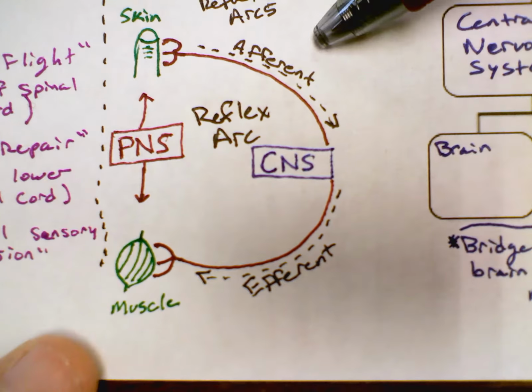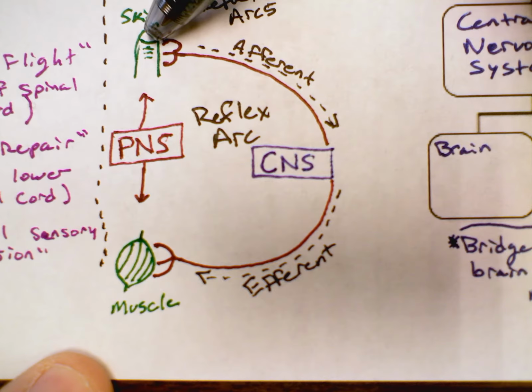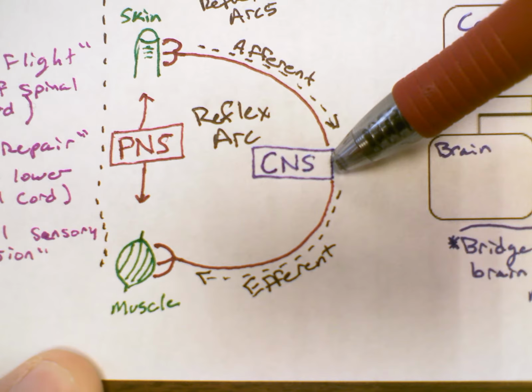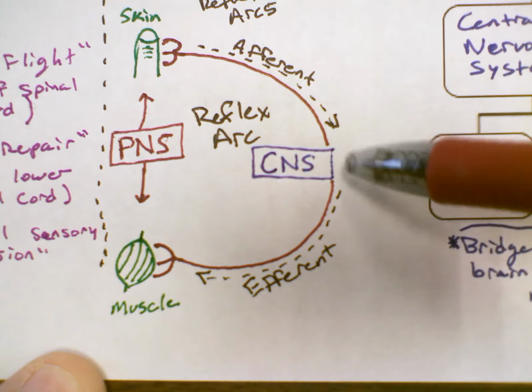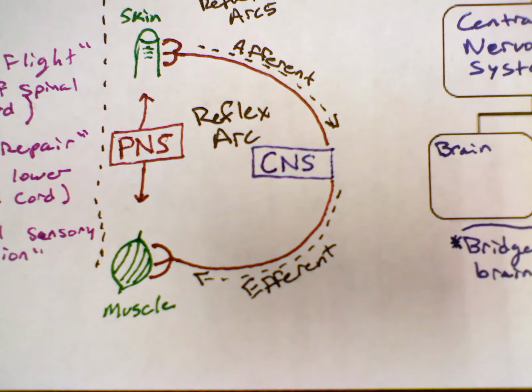The afferent pathway is the arrow connecting the receptor to the control center. The efferent pathway is that communication piece from the central nervous system out to the effector to generate the response.